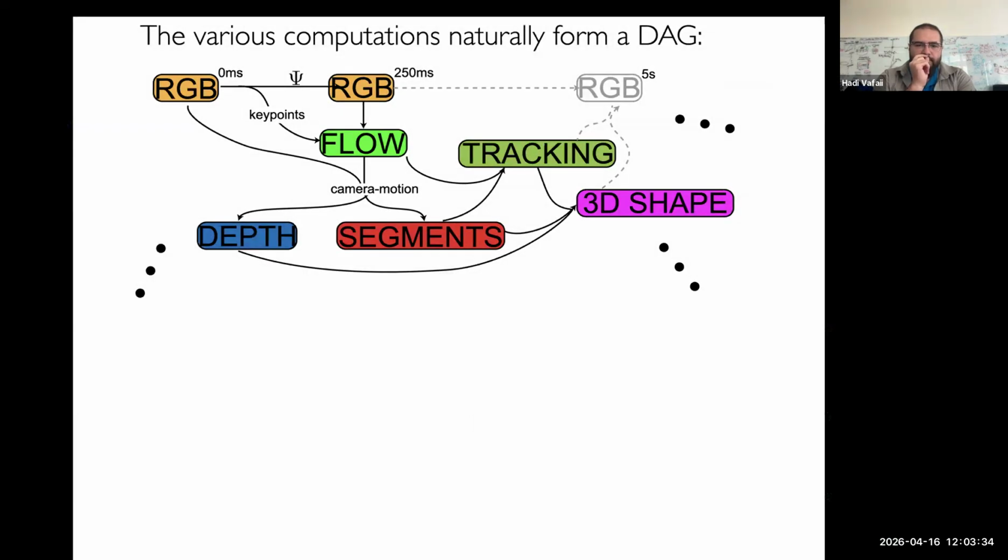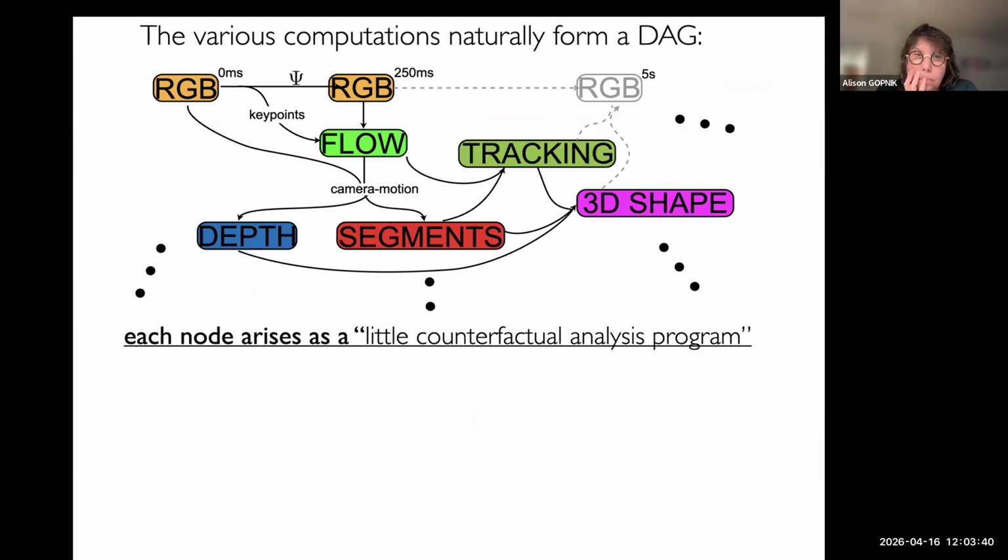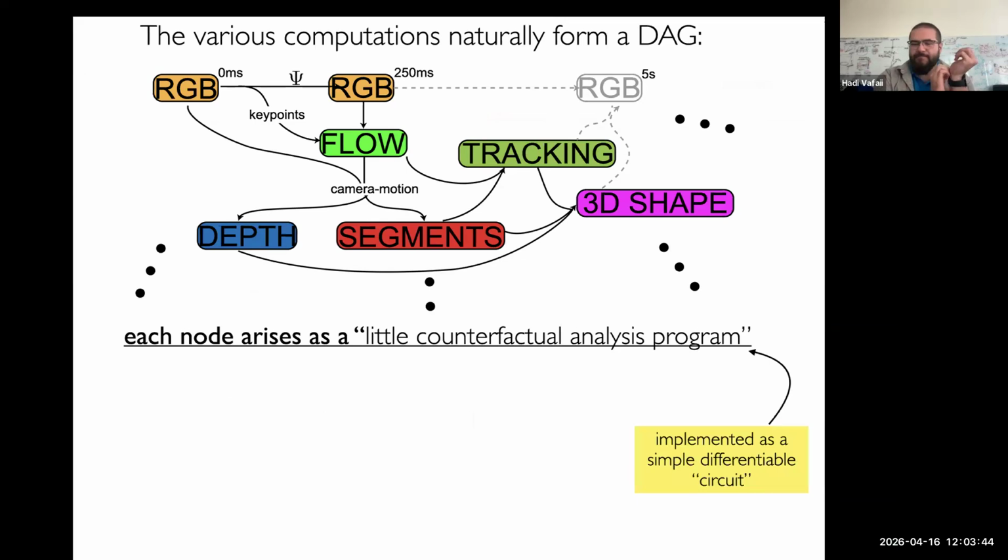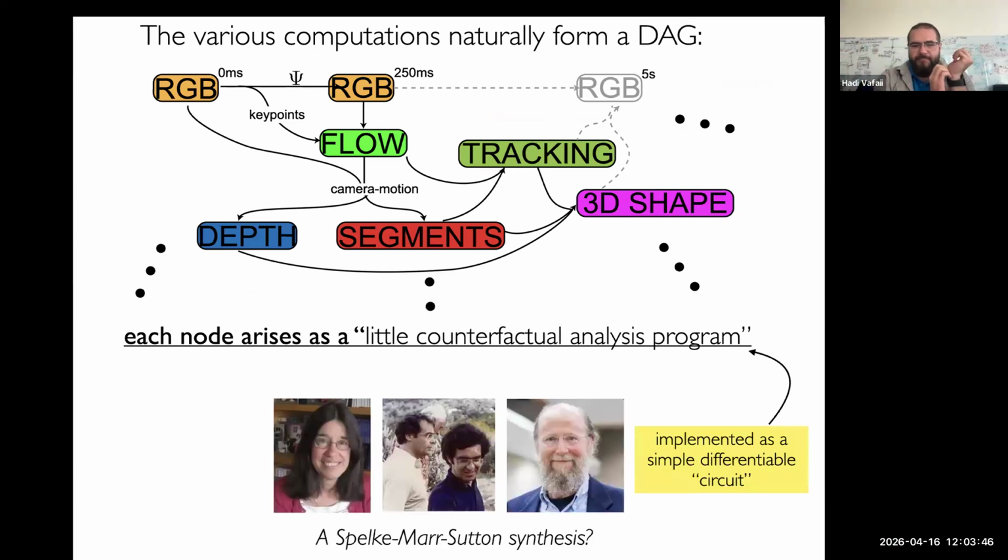All of the various little computations we talked about naturally form a directed acyclic graph of interacting structures. Each node arises as a little counterfactual analysis program. Now it's implemented as this simple differentiable search. That's back to what I've called the Spelke-Marr-Sutton synthesis. That's why I mentioned those two kernels of the idea. I don't know why I didn't bring them up.